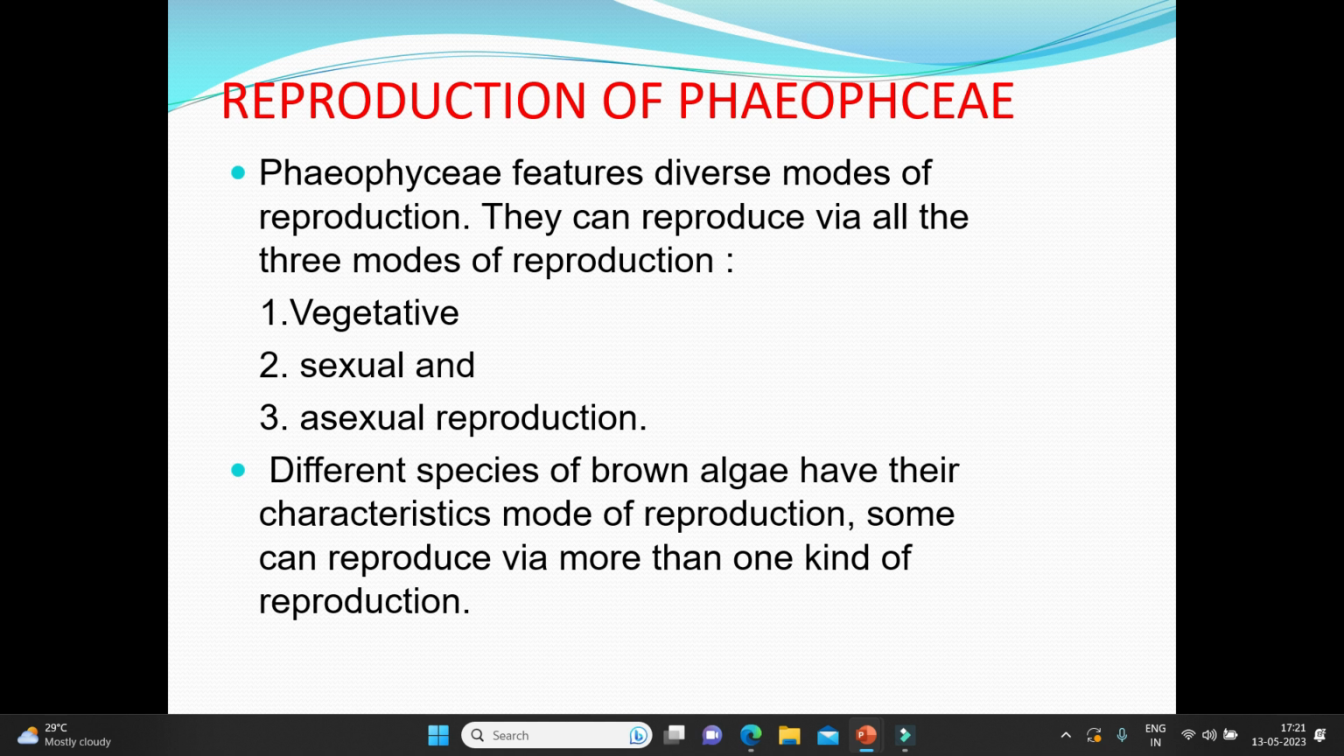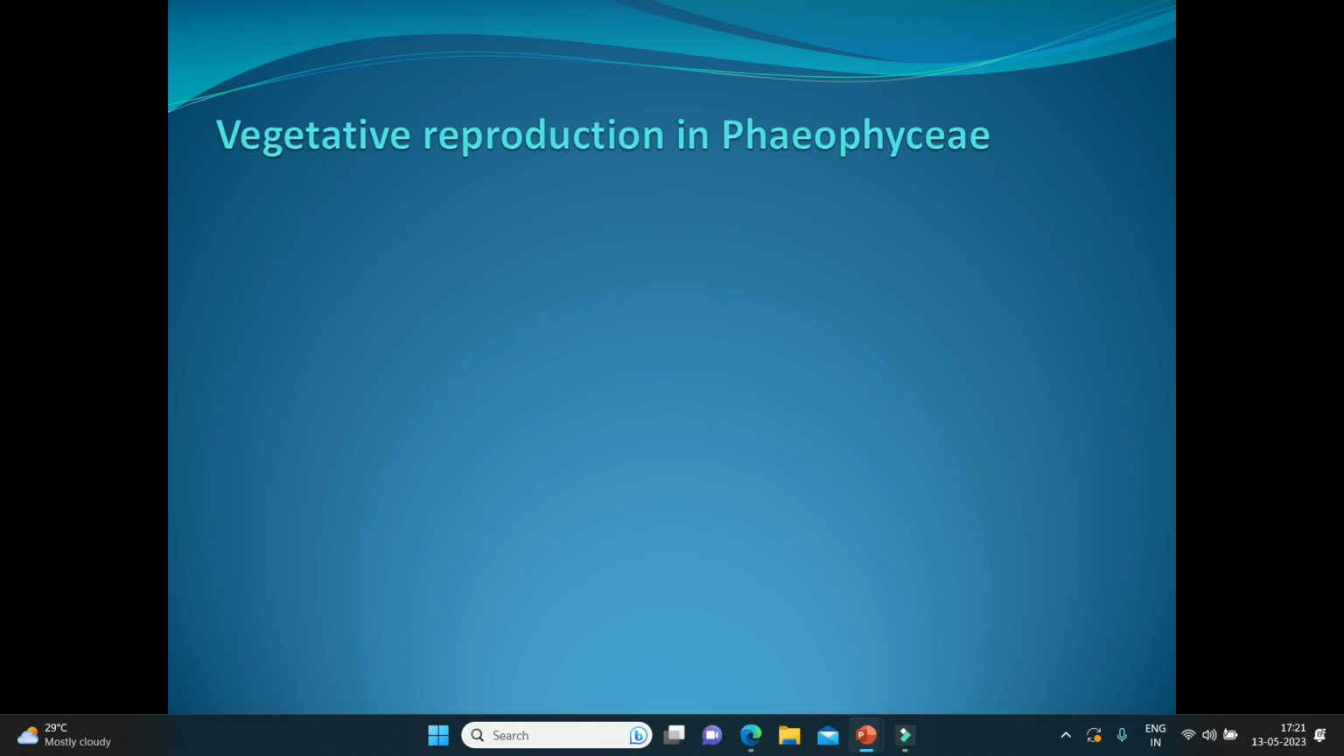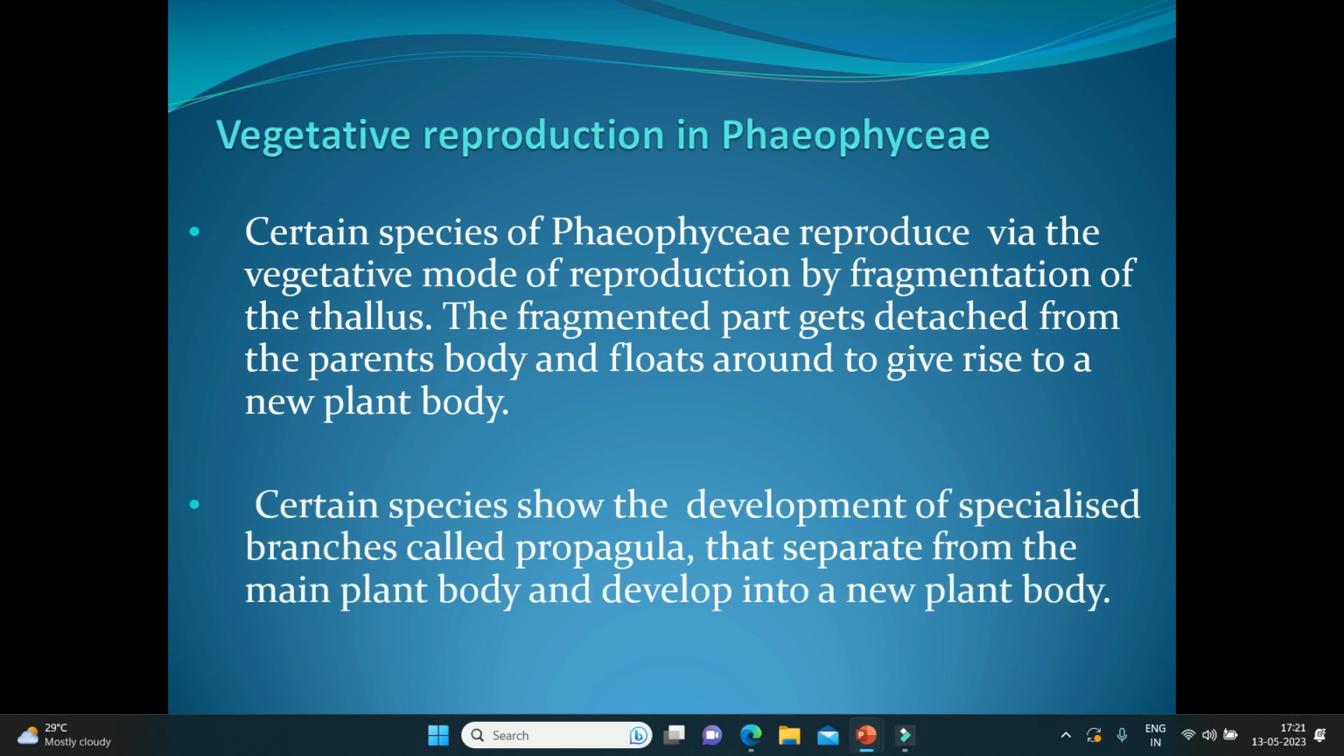Next. So first is vegetative reproduction of Phaeophyceae. Certain species reproduce via the vegetative mode, which means by fragmentation of the thallus. Thallus means a plant body that is not differentiated into stem or leaf, and lacks true roots and vascular system. Certain species show the development of specialized branches called propagules. Propagules are unicellular products of sexual or asexual processes, such as zygotes and spores formed as a result of meiosis or mitosis.